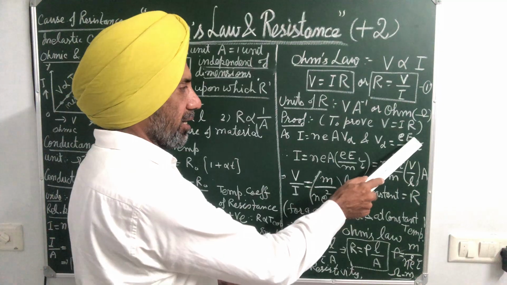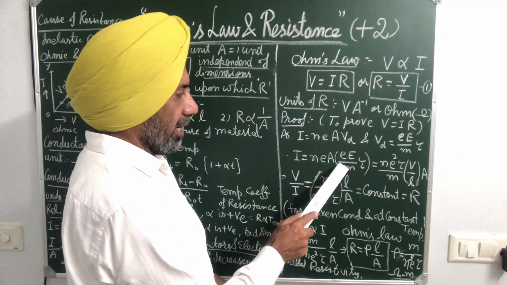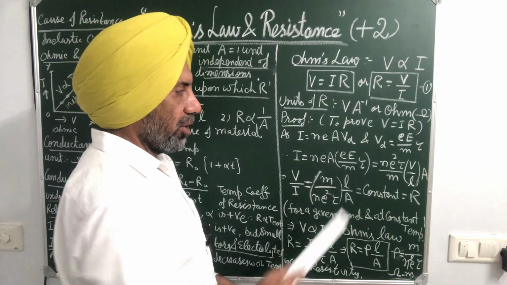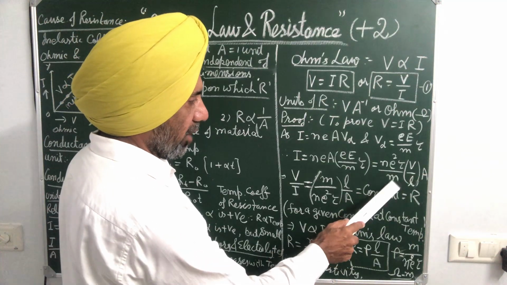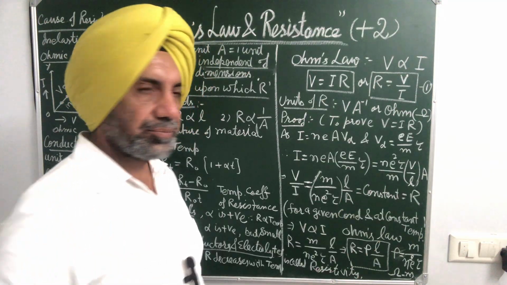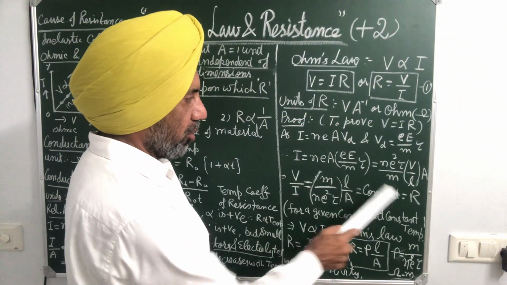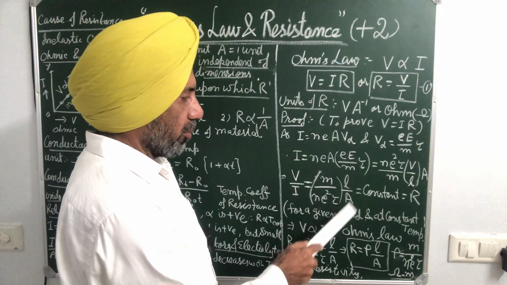Substitute the value of vd in terms of electric field in this equation. So we have I is equal to nEA, and instead of vd we write eE by m into tau. It will be ne square tau by m, into V upon L, into A. Or from this equation we get V upon I is equal to m upon ne square tau, into L upon A.